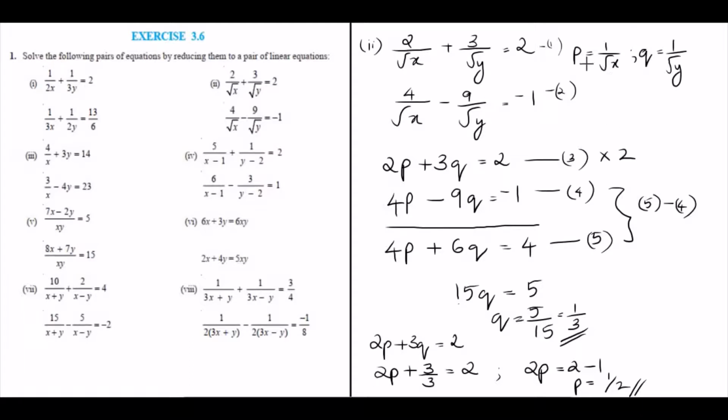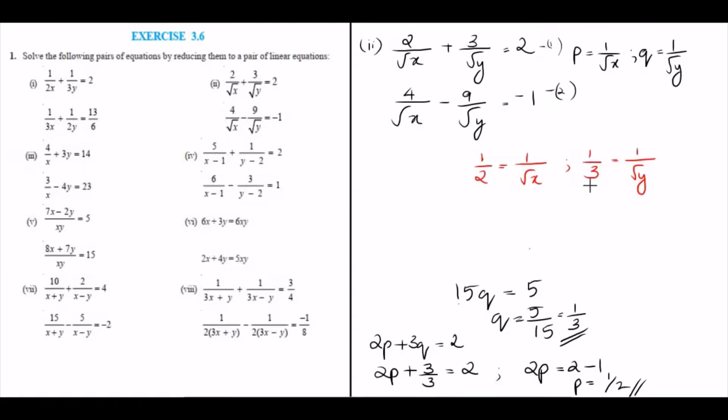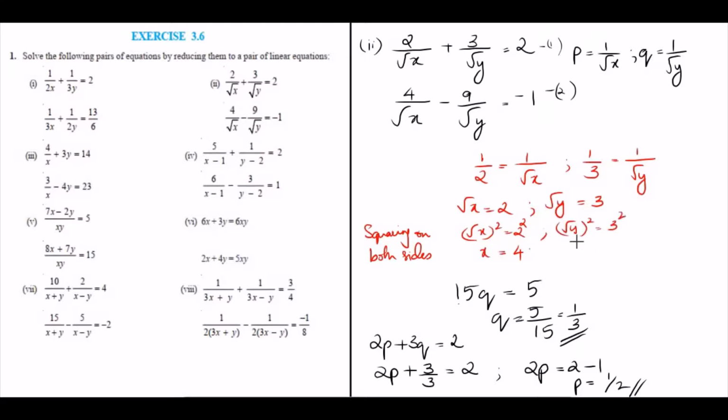Now substitute these values of p and q here to get the value of x and y. Now you have to get the value of x and y. So when you cross multiply, you will get root x is equal to 2 and root y is equal to 3. Now squaring on both sides, root x the whole square is equal to 2 square. So x is equal to 4. And in a similar way, root y the whole square is equal to 3 square. So y is equal to 9. So the value of x is 4 and the value of y is 9.